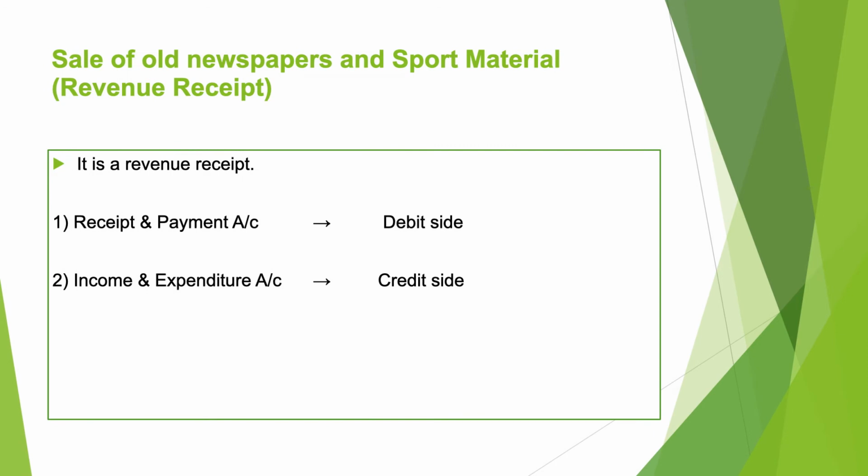Another term is sale of old newspapers and sports material. Now, this is a revenue receipt, and in receipt and payment account, it will be recorded on the debit side, income and expenditure account, credit side.